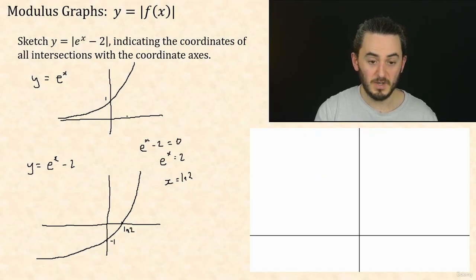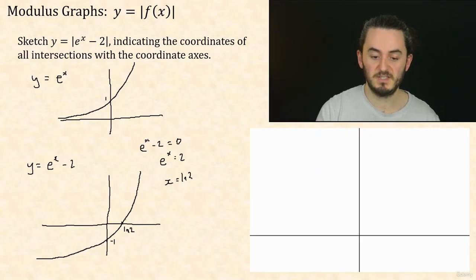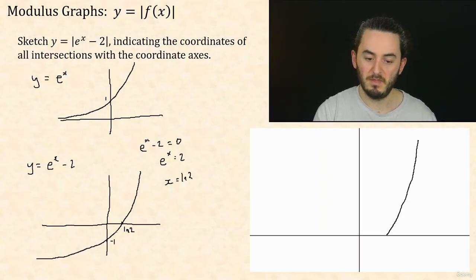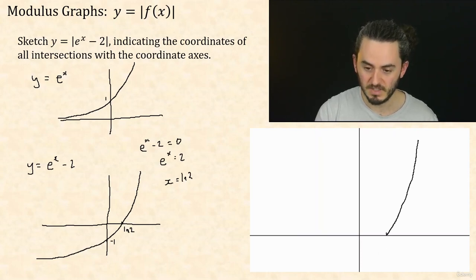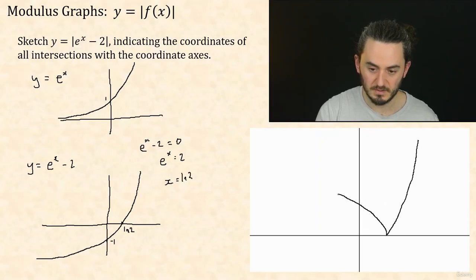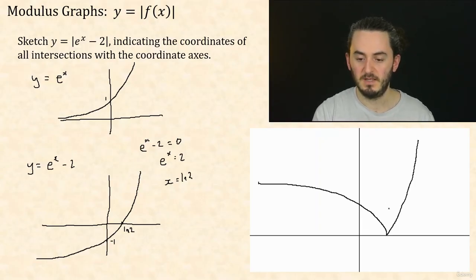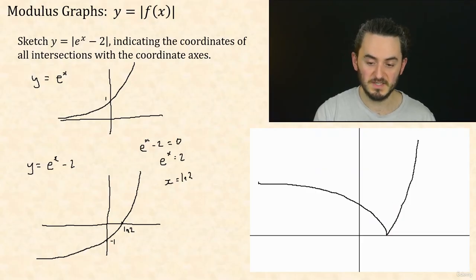All right, we're now in a position to apply our modulus. So what's that going to do? That is going to leave the positive part of the graph entirely alone. So we're going to have this section here looking just as it did before. But all of this part, the negative part, the part that was under the x-axis, is going to get flipped up like this and made positive.